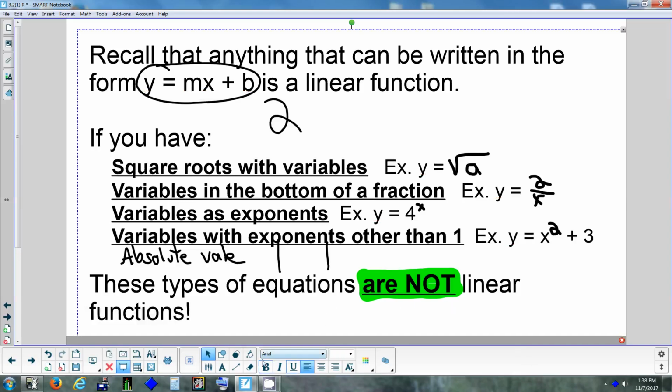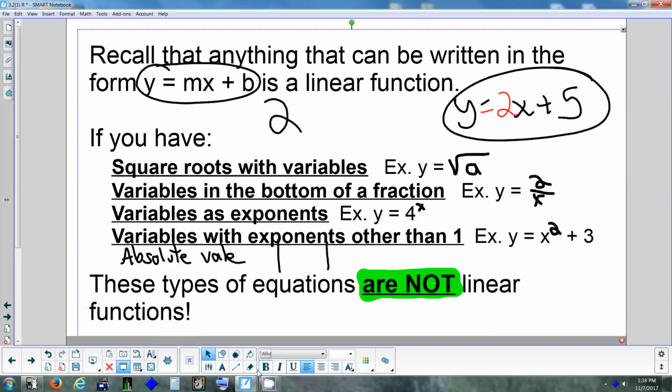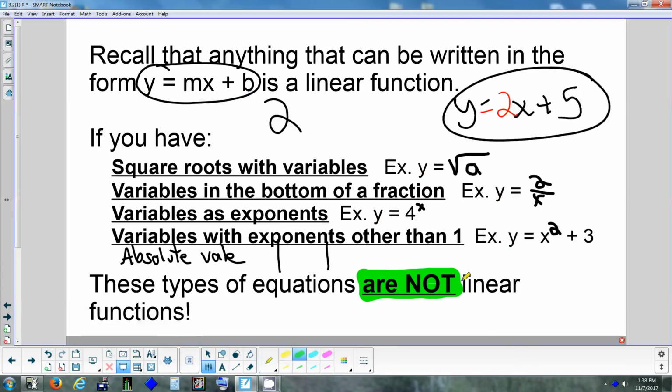If it's a nice equation like y equals 2x plus 5, that's going to be linear. If you look at the equation and it has funky stuff going on, stuff that looks weird, that means it's not linear. If it has just a regular old y, an x, and a couple numbers, you're good. That means it's going to be linear. So those are not going to be linear functions. Everybody good with the list? Okay. So let's look at some examples.